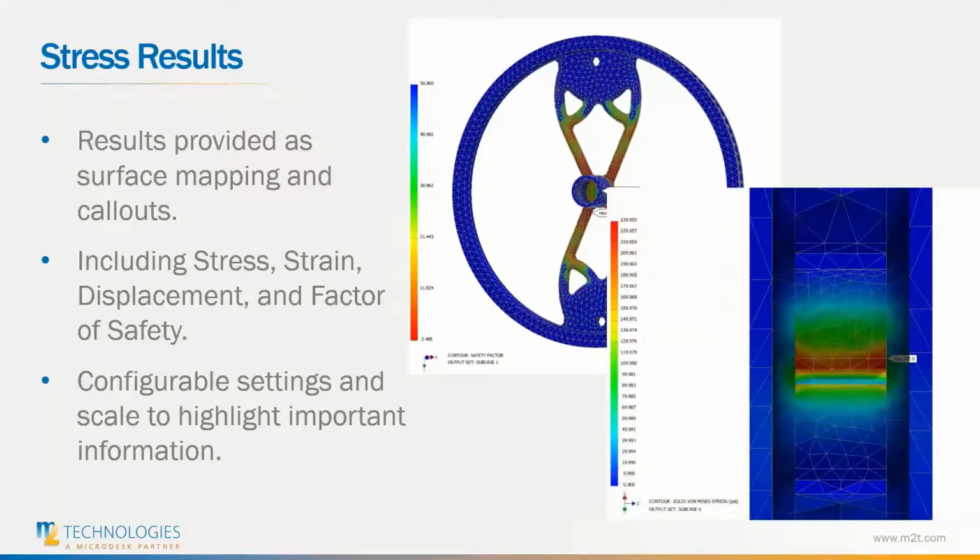Here we can see that tooth that we were looking at earlier with a von Mises stress. And so we're able to see that we're reaching a max stress of just under 240 psi, which is well within our design constraints.